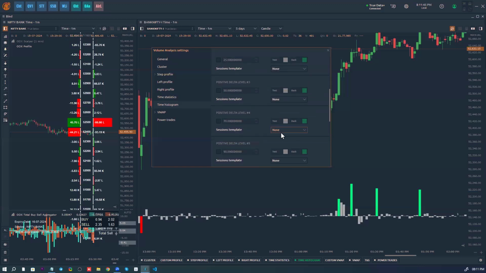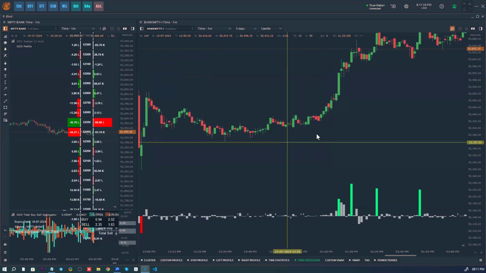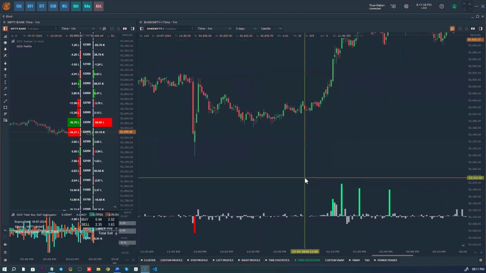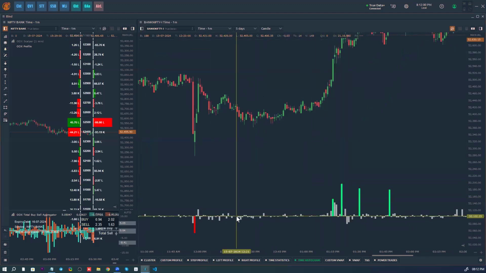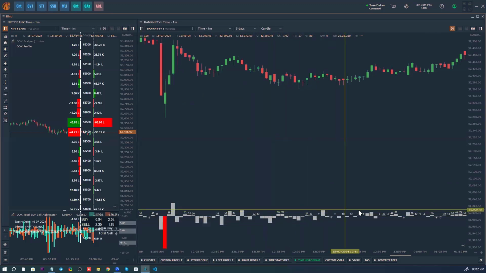Above 1,000 positive, I want this color. Similarly, if you scroll down, you will see negative delta. Here you don't have to type negative, just type 1,000 delta and give a red color. So whenever the delta is more than 1,000 or negative 1,000, a color will be displayed. You can see that these deltas are not very important, because these are not 1,000.